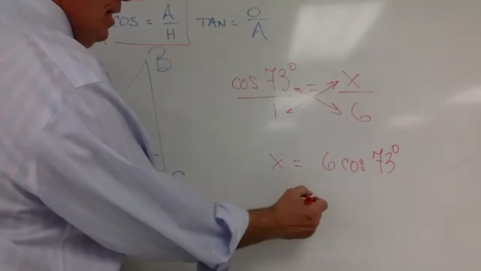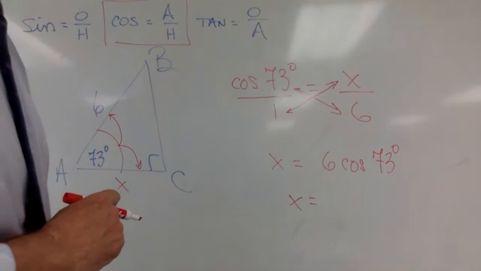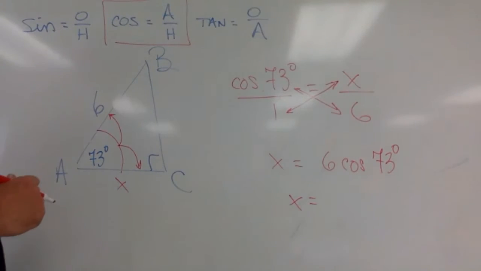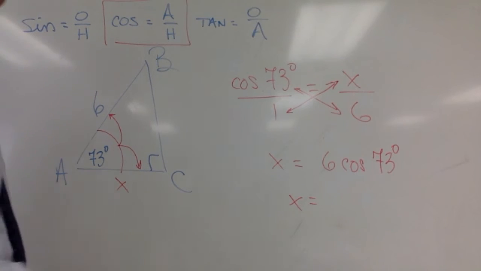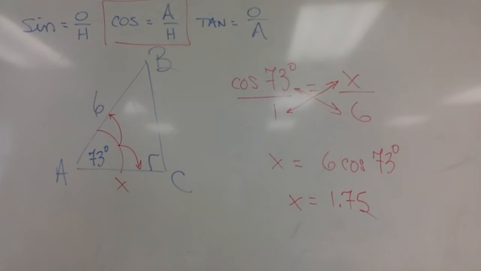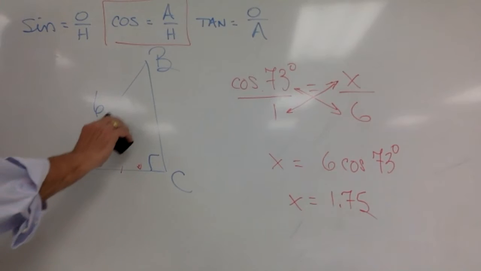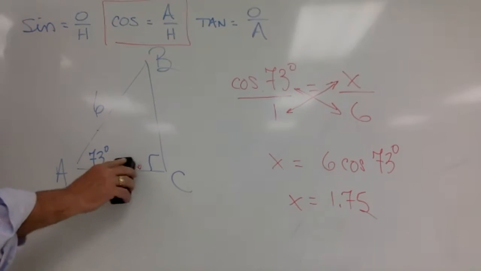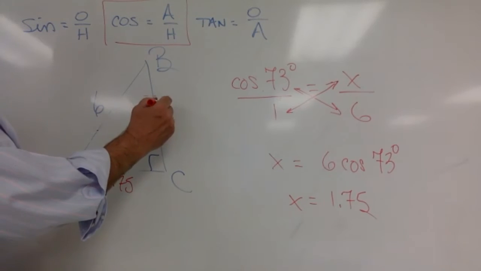Hey, take out your calculator. 6 times the cosine of 73 degrees. What do you got? Make sure you close the parentheses. 1.75. Beautiful, 1.75. Very good. Does that make sense, fellas? Now, so this is 1.75. What if I asked you for this?